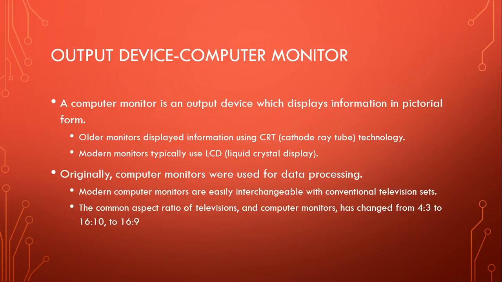Now, originally, computer monitors were used for data processing. Modern computer monitors are easily interchangeable with things like conventional television sets, so you could take a new TV and use it as a computer monitor. It's perfectly plausible to do. Now, the common aspect ratio of television and computer monitors has changed from that of a 4:3 aspect ratio to that of 16:10 for a wider screen, or 16:9 for television and standard computer monitors.